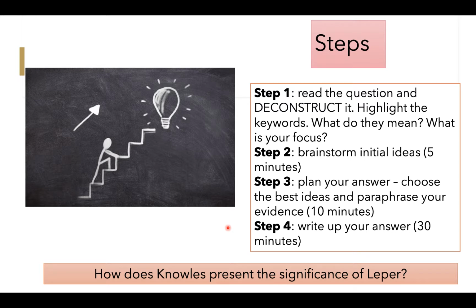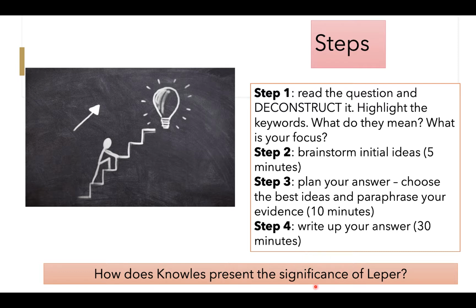Step one is to read the question and deconstruct it. Deconstruct means to pull apart, take out the keywords, and know exactly what they're asking you to do. So think about the keywords, what they mean, and what your focus is. Here we have, how does Knowles present? Present is always to do with method. So in what ways is Leper presented to you? How is he presented? Why is he presented in this way?